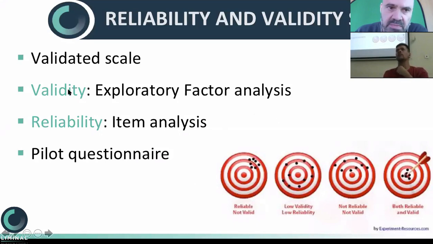And you must remember the risk is if you validate it on your own and it doesn't work out, then you're stuck. You cannot do anything further. Then the reliability is the item analysis with the Cronbach alpha. You do it for each and every one of the constructs.